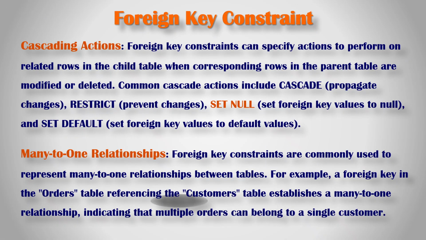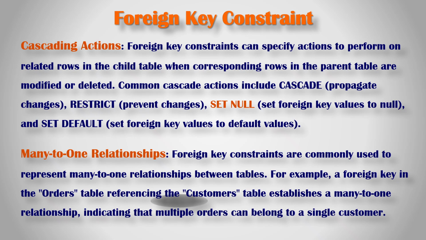Cascading actions. Foreign key constraints can specify actions to perform on related rows in the child table when corresponding rows in the parent table are modified or deleted. Common cascade actions include CASCADE (propagate changes), RESTRICT (prevent changes), SET NULL (set foreign key values to null), and SET DEFAULT (set foreign key values to default values).